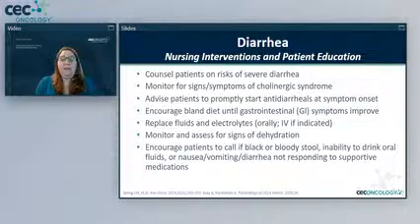And then monitor and assess for any signs of dehydration. Again, teach our patients about excessive thirst, their skin not really bouncing back like it did before, and that feeling of fatigue that comes with dehydration, so that they know to let us know. And then encourage our patients to call if they have black or bloody stools, if they don't have the ability to drink oral fluids, or if they have nausea, vomiting, or diarrhea that's not responding to supportive medication.